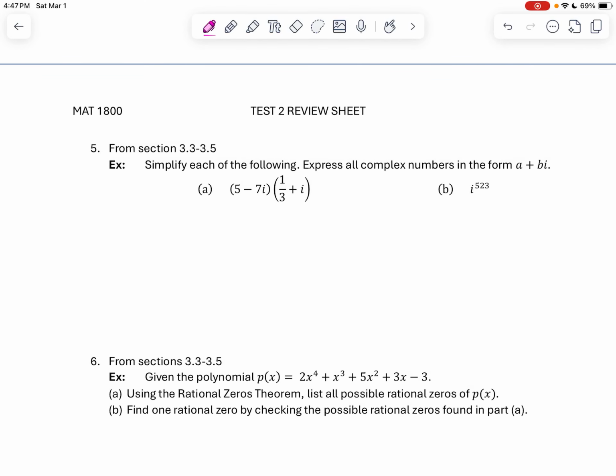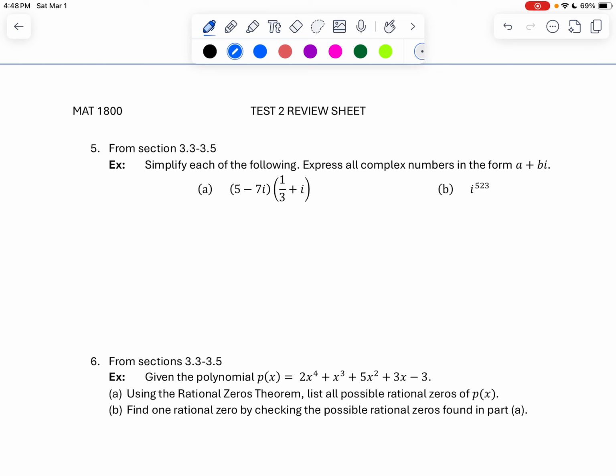Okay, continuing with our review problems, looking at number 5. So we have to first simplify this. And how do I do that? Well, basically just like you would do if in place of I you had an x.